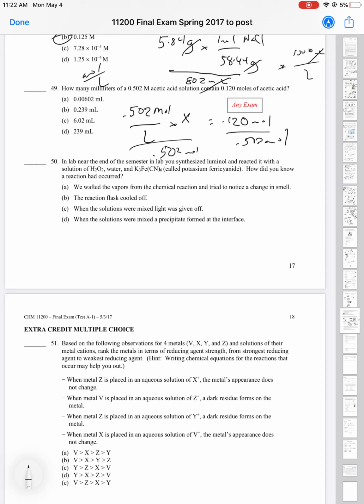And then we get 0.120 divided by 0.502 is equal to X liters. So this is going to be in liters basically. And then we'll have to convert it to milliliters, so times 1,000. And for that you get D, 239 milliliters.